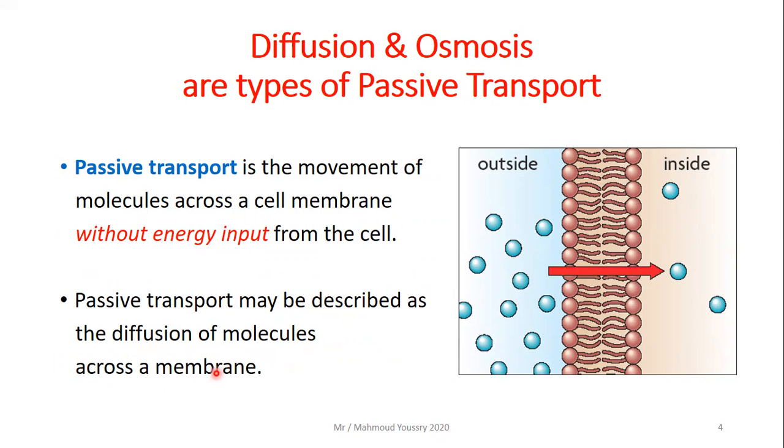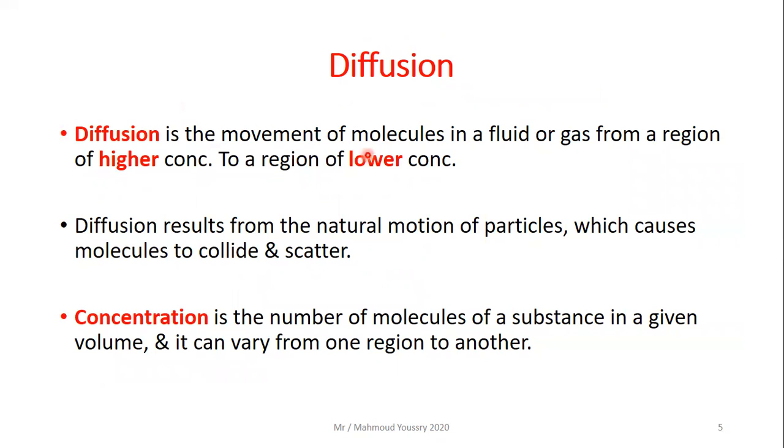So what is diffusion? Diffusion is the movement of molecules in a fluid or gas from a region of higher concentration to a region of lower concentration. Again, diffusion is the movement of molecules in a fluid or gas from a region of higher concentration to a region of lower concentration. Diffusion results from the natural motion of particles. Yes, this is the natural motion from high concentration to lower concentration, which causes molecules to collide and scatter everywhere.